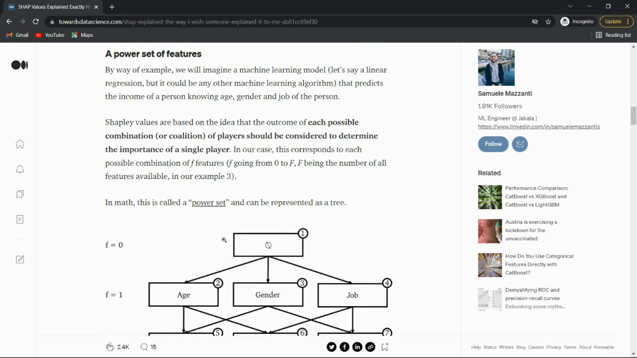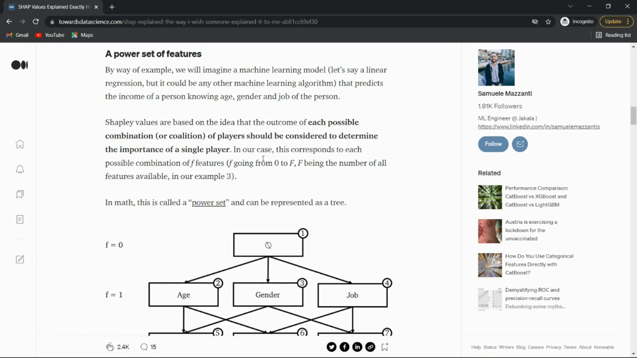So power set of features. In this example, he has taken the example of a person's income prediction, knowing the age, gender and job of the person. So age, gender and job are the features. The Shapley values are based on the idea that the outcome of each possible combination of players should be considered to determine the importance of a single player. So if in a game there are five players, all the possible combinations of the five players need to be considered in order to understand the individual contribution of a player. So in our case, we have three players, the features of our model: age, gender and job. So all the possible combinations of these three features need to be considered in order to understand the importance of each feature, which is represented through the SHAP values.